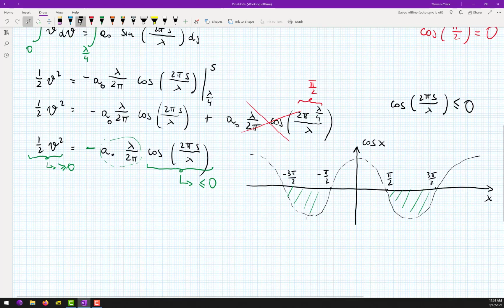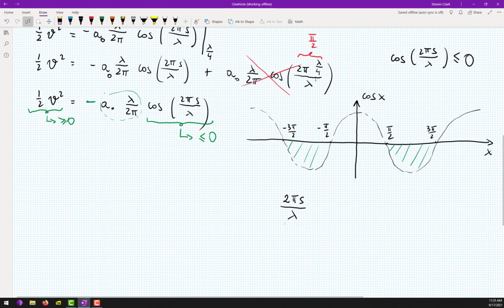So basically we can write that our 2 pi s over lambda must be lower or larger than 3 pi over 2 plus 2k pi, where k is an integer. Bless you. Rude, he didn't say thank you. Sorry guys, let's go back.